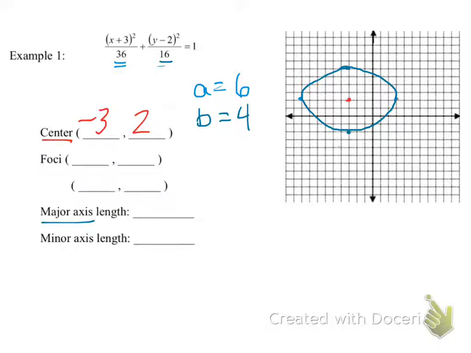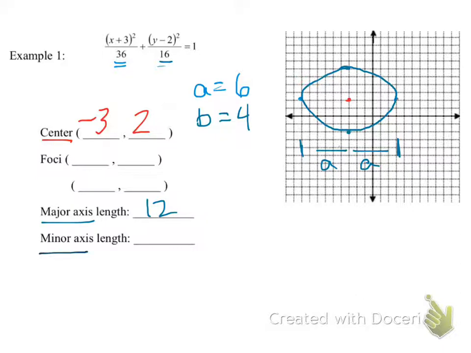So our major axis is what goes from one end of our ellipse to the other end of our ellipse. So keep in mind it goes from one end to the center and the other end to the center, and those are each distances of a. So my major axis is always going to be 2a. In this case it's going to be 12.